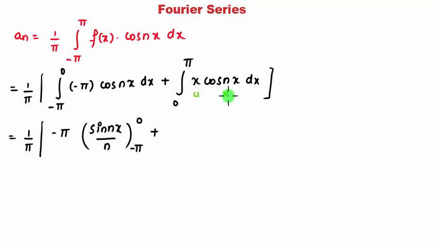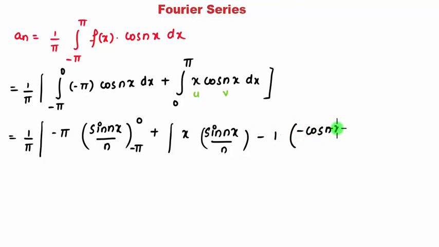you can say here this is u and this is v. We can solve as u into v. That I get as x cos nx integration is sin nx divided by n minus 1 into minus cos nx divided by n square, where your lower limit is 0 and upper limit is pi.